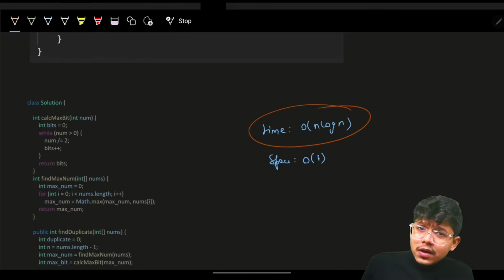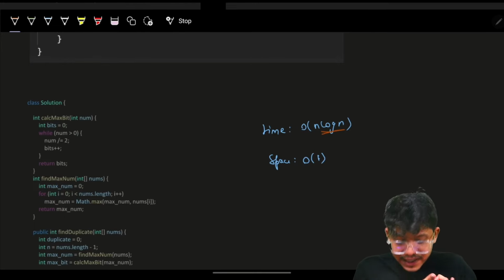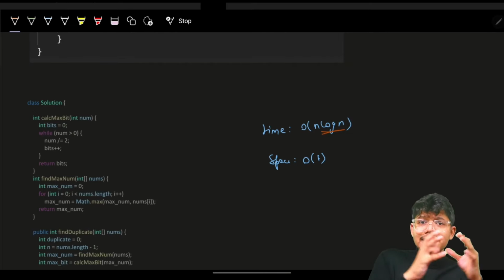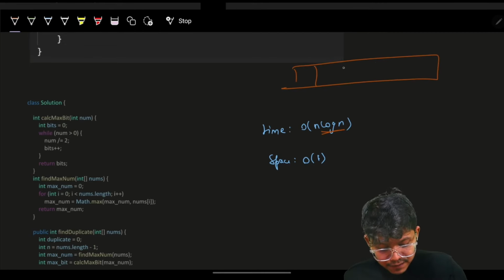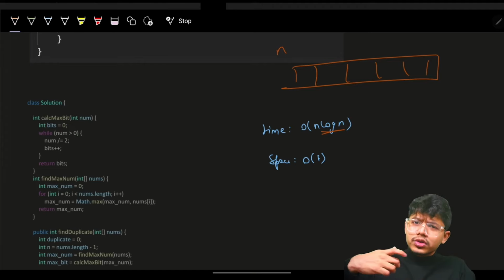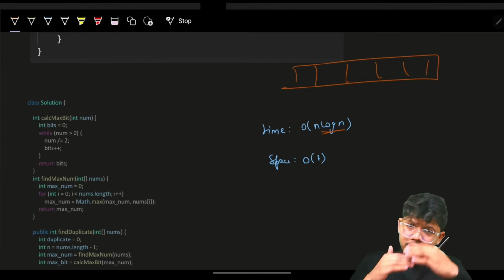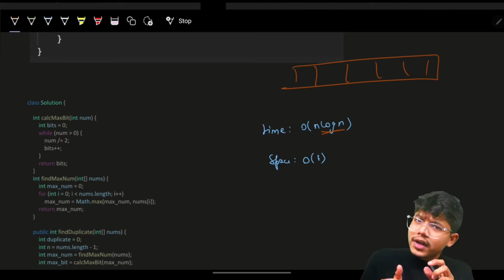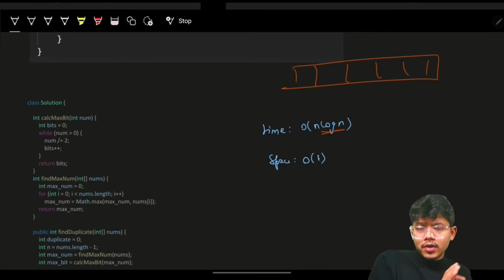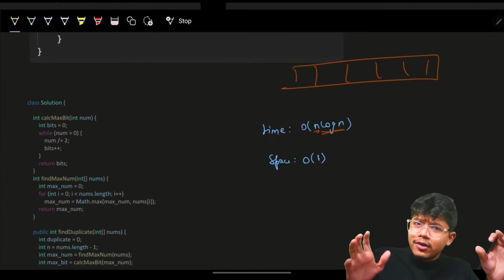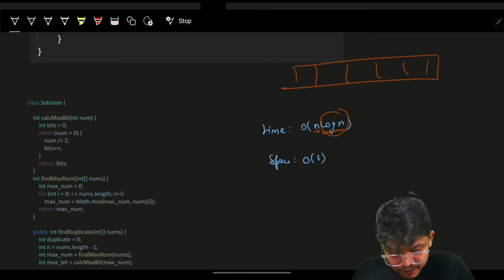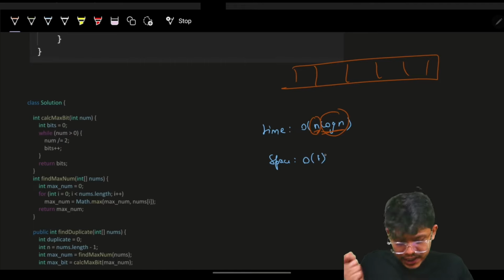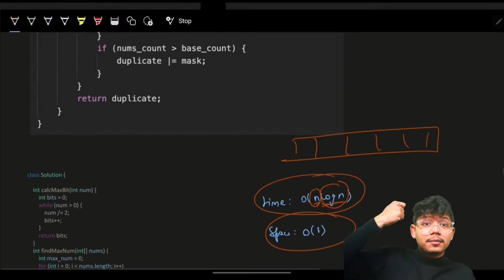But bhaiya, how O of n log n? Because for every number, if you imagine a number, let's say n, it can have log n number of bits. And for sure you'll go to every integer, to find the sum of the bits and all this stuff. For every integer, you're going through all the bits of that integer. So log n bits I will have, and I'm going to every integer. So the time complexity is O of n log n. Space is again O of 1. So it is the same as that of the binary search approach which we saw above.